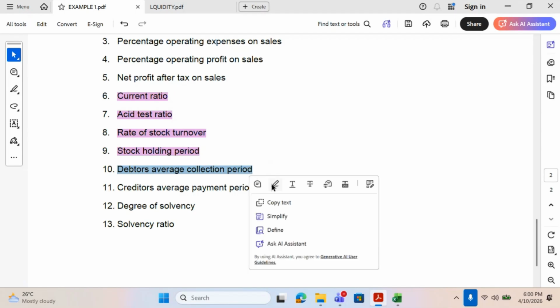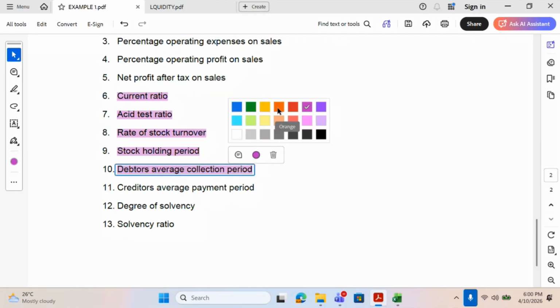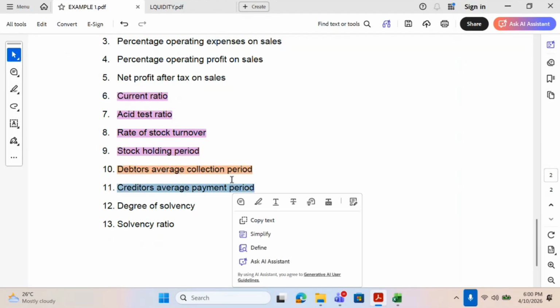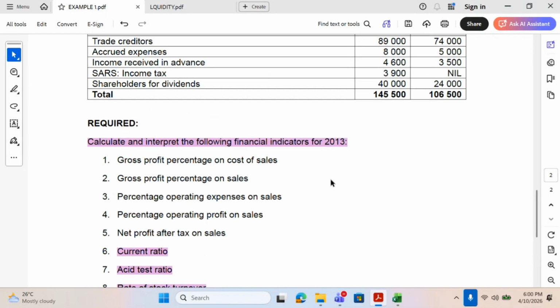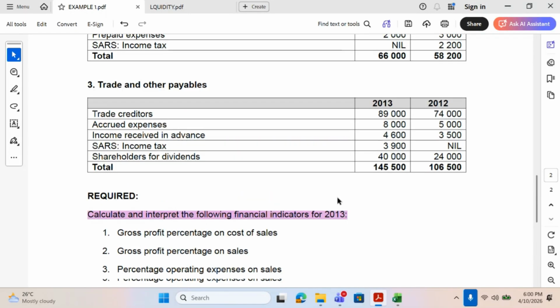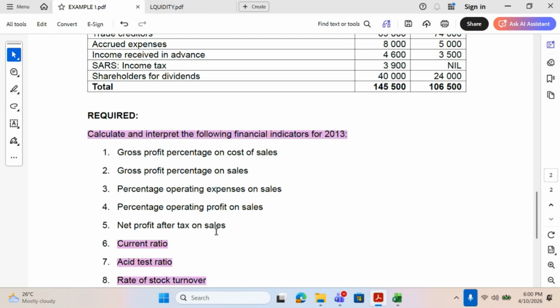These are the ratios that we looked at. Now I want us to focus on these ones. Debtors average collection period, creditors average payment period. These are the two that I want us to look at for today. We do the calculation and then we see if we can comment on the ratios, and then after that I think I'll be okay to move on to the question paper. We don't need to calculate these other ratios, but we'll definitely be looking at them when we start doing the question paper. Okay guys, I hope you can see the screen on your side.